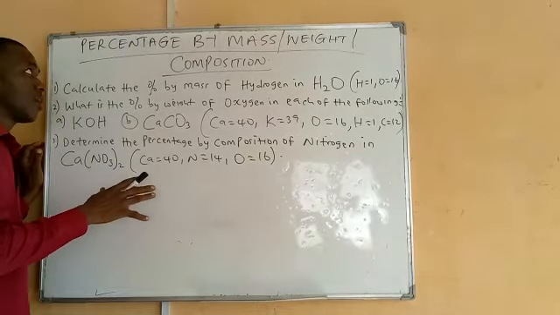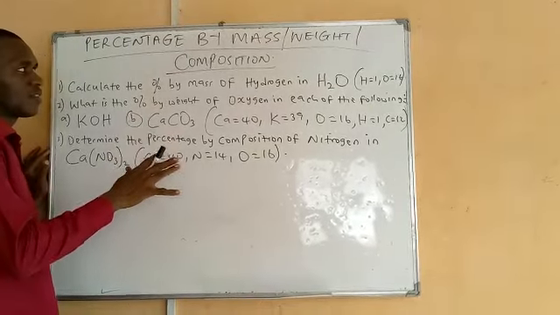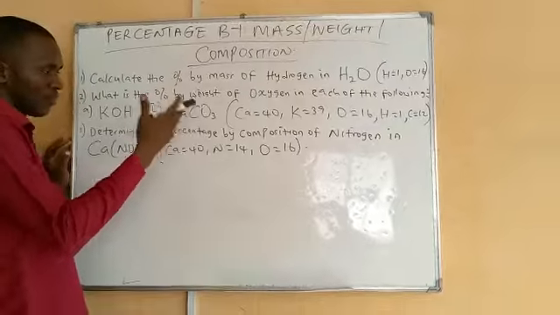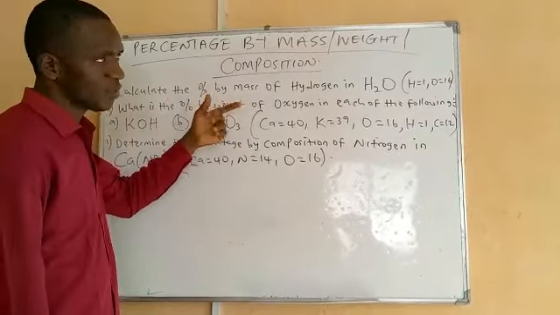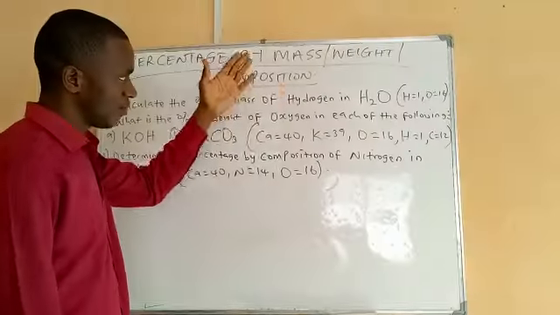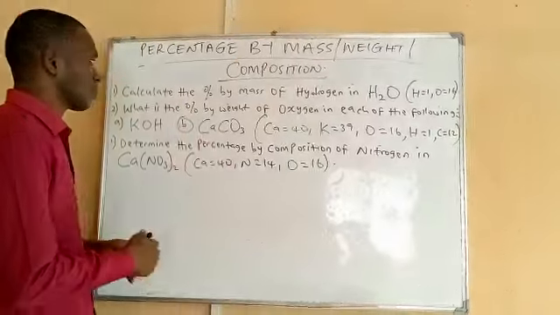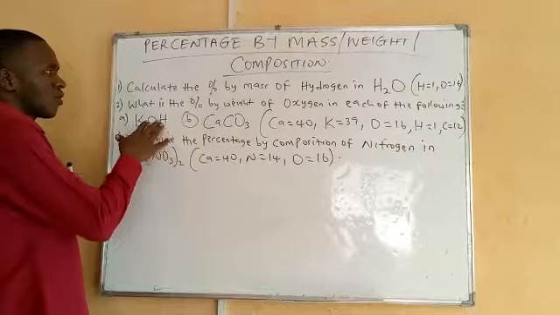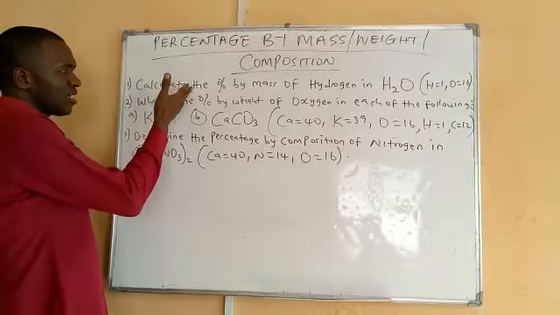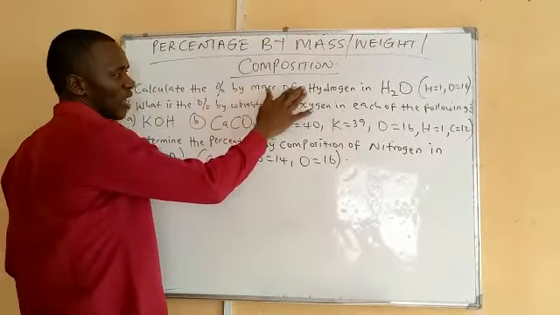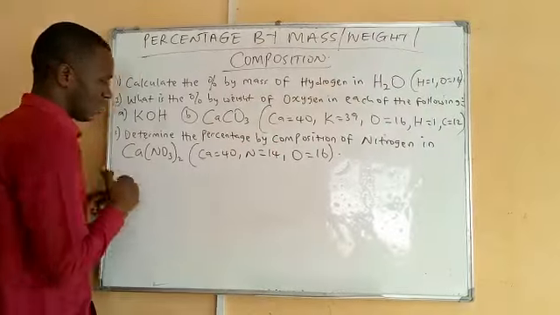So today we'll be talking about percentage by mass, percentage by weight, and percentage by composition. They actually mean the same thing. Whenever you have to calculate percentage by mass, or percentage by weight, or percentage by composition, they mean the same thing. Now from the first question, say calculate the percentage by mass of hydrogen in water.